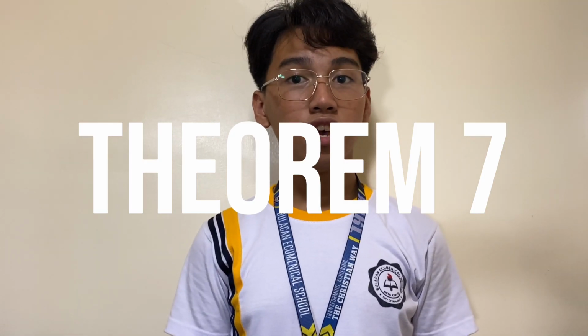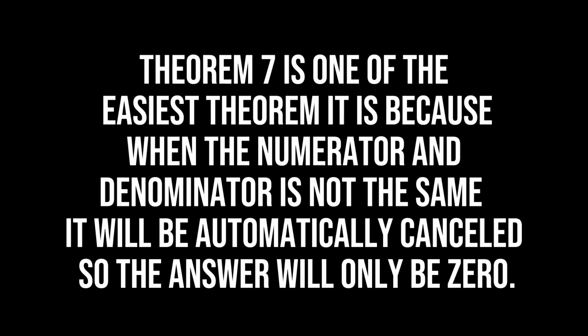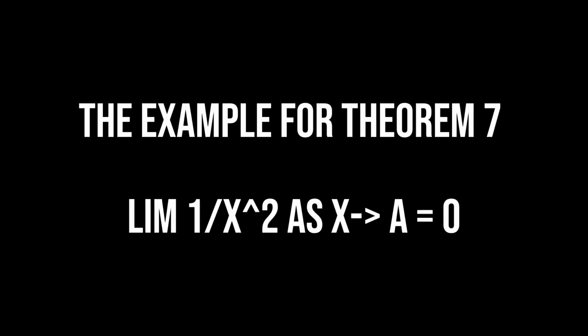And lastly, Theorem 7. It's one of the easiest theorems. It is because when the numerator and denominator are not the same, it will automatically cancel out. So the answer will only be 0. The example for Theorem 7 is the limit of 1 over x squared as x approaches a is equal to 0.